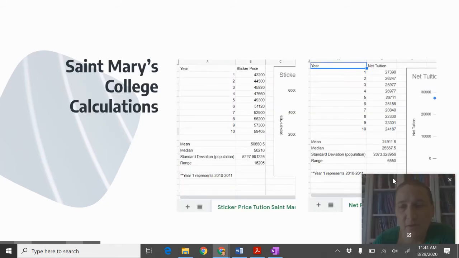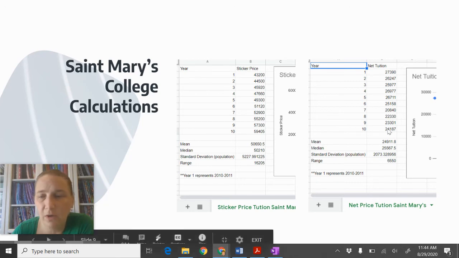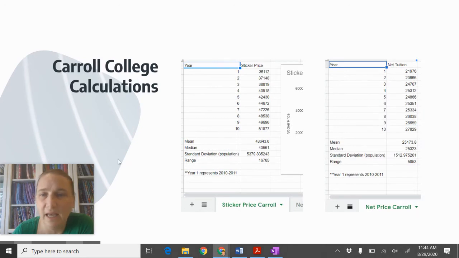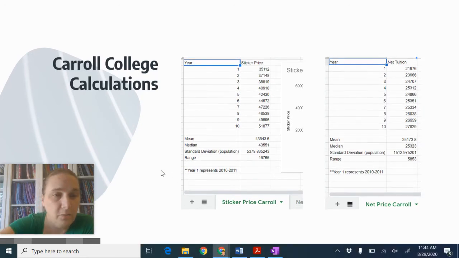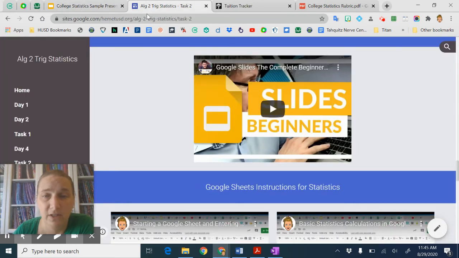And then on the last couple slides, I just need you to prove to me that you actually did the calculations in a spreadsheet, so I can kind of just eyeball your data. So you're just going to screenshot the sticker price and the net tuition calculations for both colleges and just stick that at the end for me. So that's what the presentations should look like. It could be much nicer looking than mine. There were things on mine that I wouldn't have given 100% to.